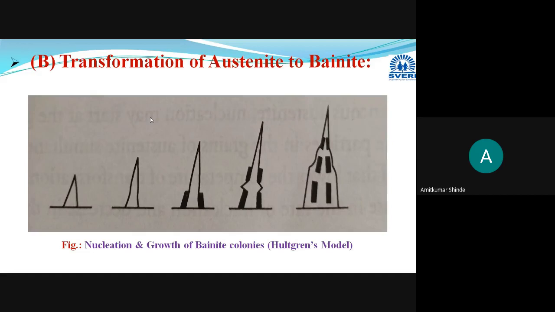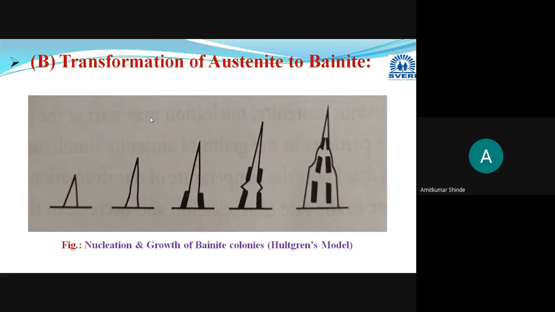Now austenite will get transformed to bainite whenever the transformation temperature we are using is below 550 degrees Celsius. Bainite and pearlite are both mixtures of ferrite and cementite, that is alpha plus Fe3C. Both have the same composition, alpha plus Fe3C only, but their appearance or morphology will be different.